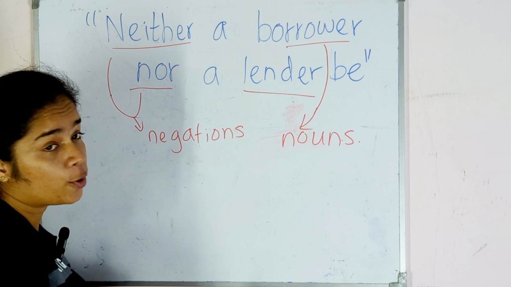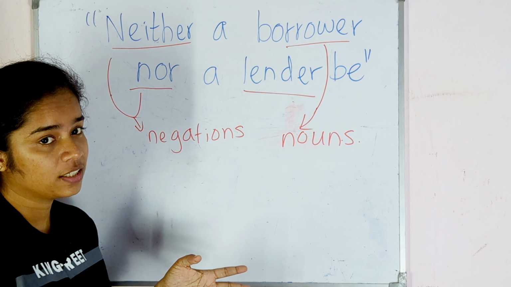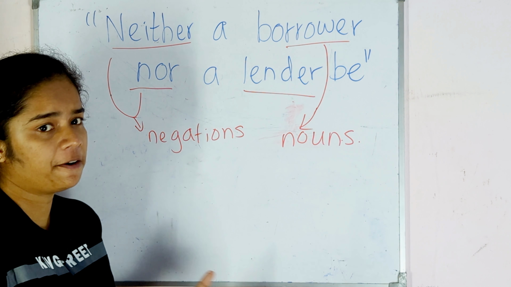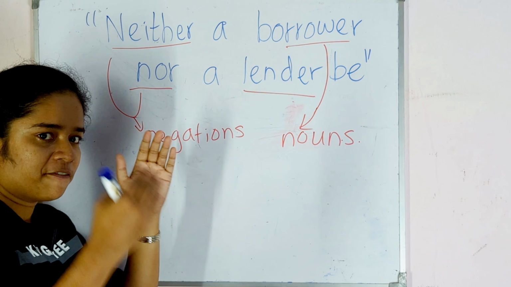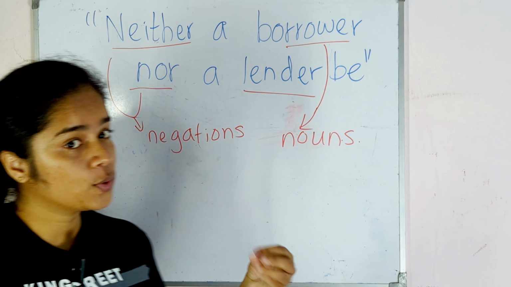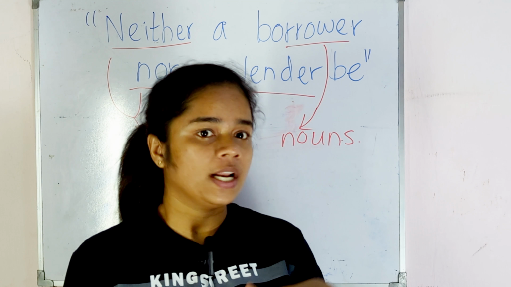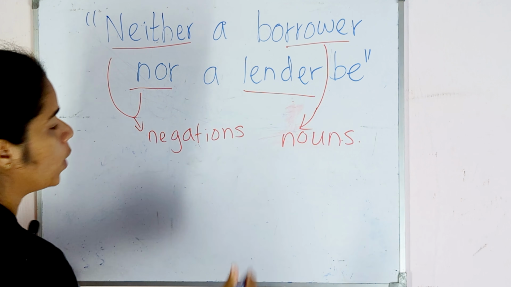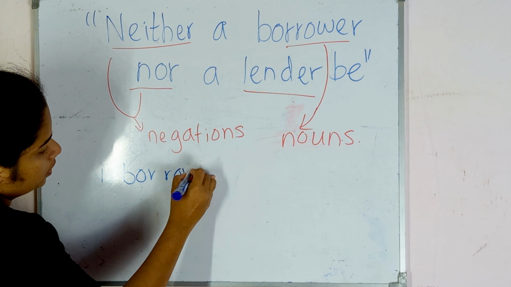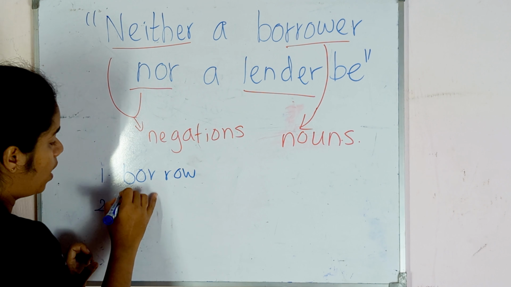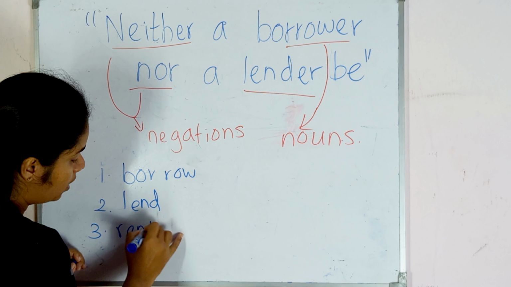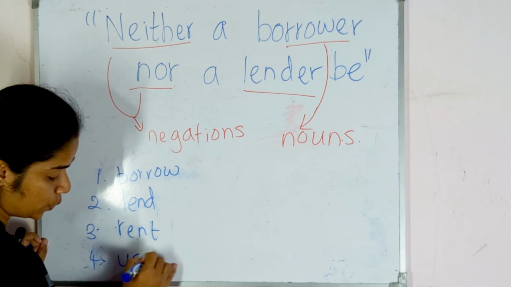So today we are going to learn about four verbs in English, definitely which are confusing to use for everybody. After this lesson, you will be able to figure out where to use those four words. So let's continue the lesson. I will write the words on the board. The first one, borrow. Second one, lend. Third one, rent. And fourth one, use.